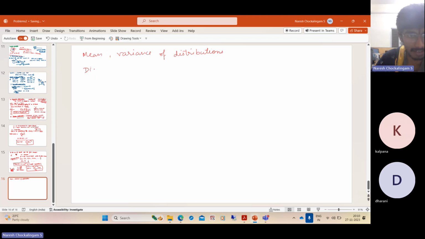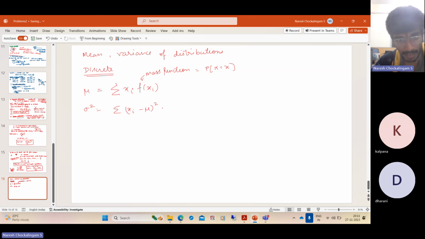If you have a discrete random variable, the mean is defined as the summation of xi f of xi, where f is the probability mass function. What is the probability mass function? It is nothing but the probability of the random variable taking a value of x. And the variance is the summation of (xi minus mu) the whole square into f of xi. This is divided by the summation of f of xi, in terms of relative frequency. But the sum of all probabilities is 1, so you don't need to write down the denominator explicitly.